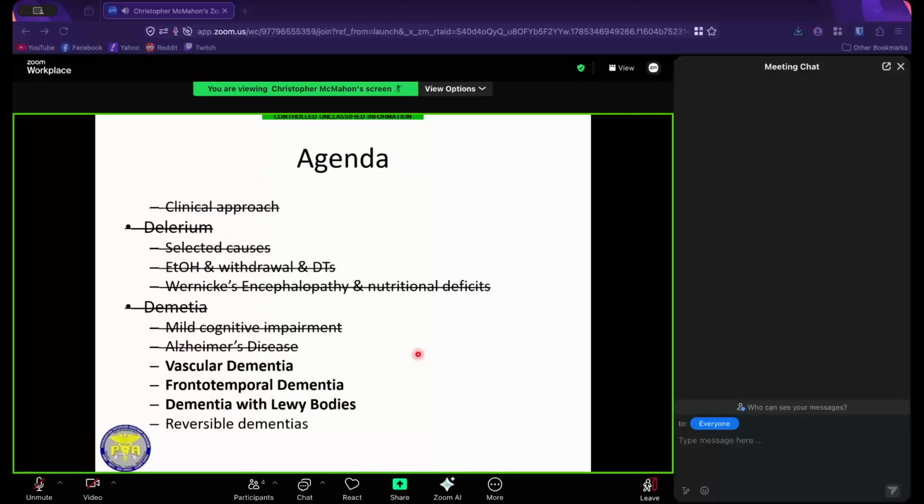All right, we've got mild cognitive impairment. I've got Alzheimer's disease, which is going to be that 50%. That's going to be my big ticket item for dementia patients. We're going to talk about a couple of the different ones, the vascular, frontotemporal, and Lewy body diseases.